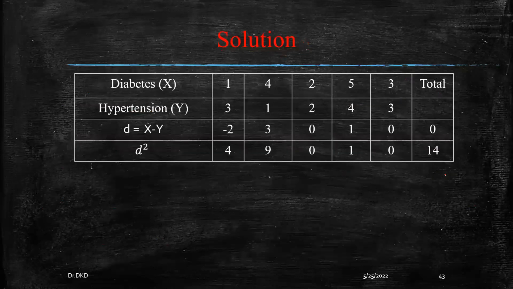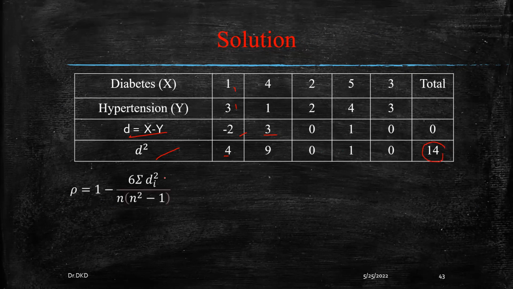Now we have to obtain the solution. For the solution, we again find the difference for each observation like this, and then we do d square, 49. So the sum of d square is equal to 14. Again, as we know the formula, Spearman rank correlation is equal to 1 minus 6 summation di square divided by n within a bracket n square minus 1.